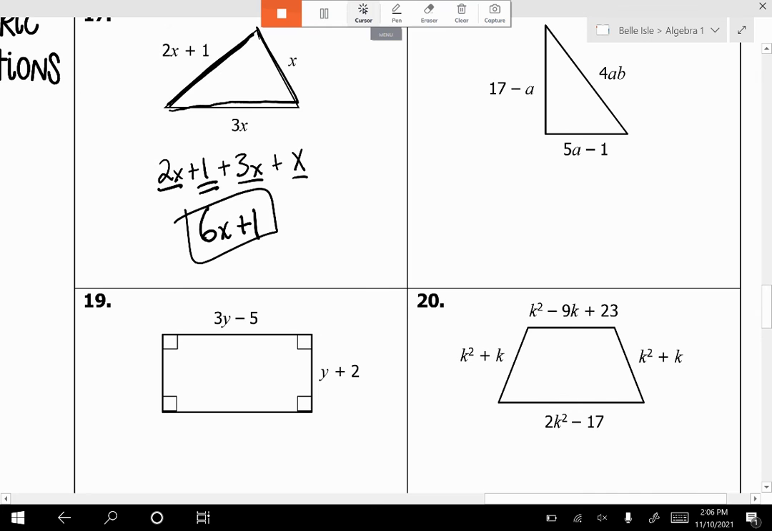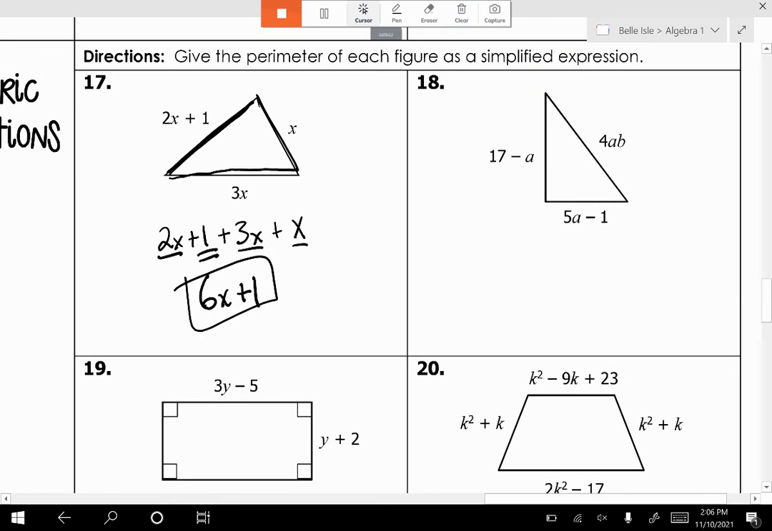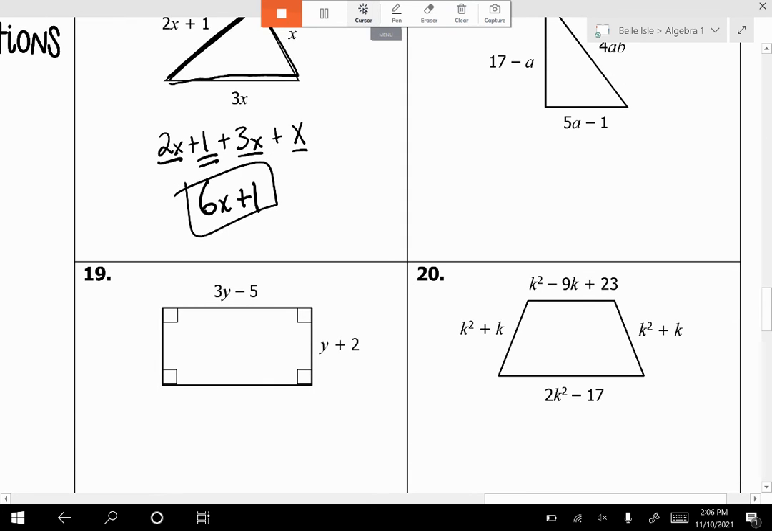Everyone does 20. You can choose between doing 18 or 19, and then everyone does 20. I've already done them all. Okay, Eli, you've already done them all? Yeah. Will you pass out everybody's second sheet of notes? Should we check mine? I think we're all right.